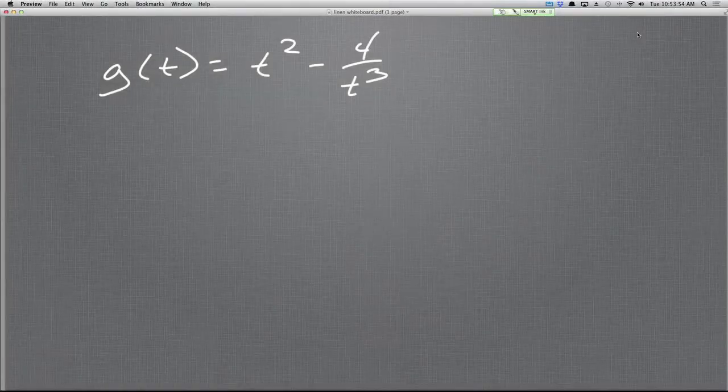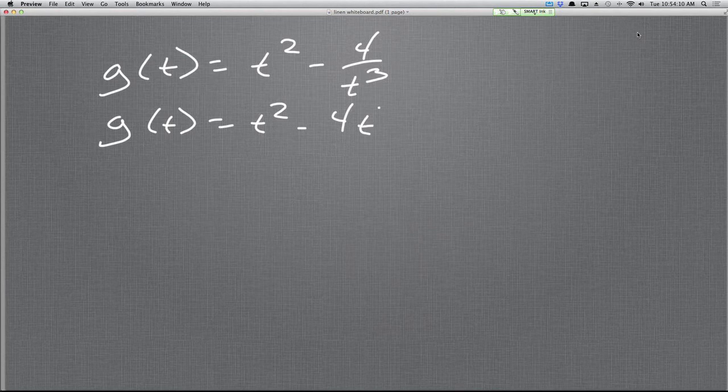Now g of t equals t squared minus 4 over t cubed. What do I want to do first to it? Move your exponents to the numerator. So g of t equals t squared minus 4t to the negative 3.